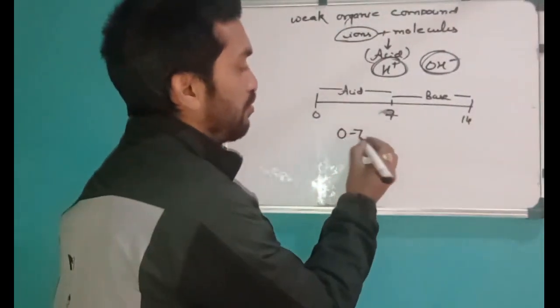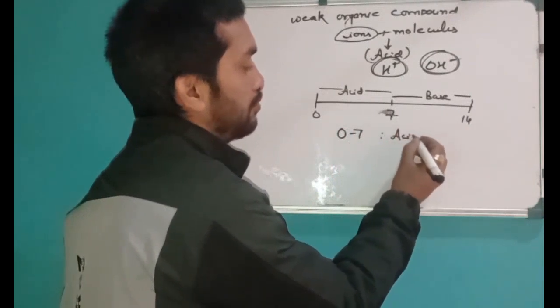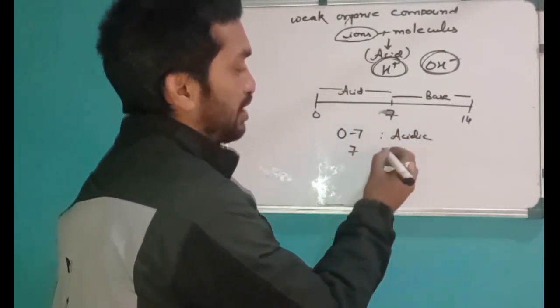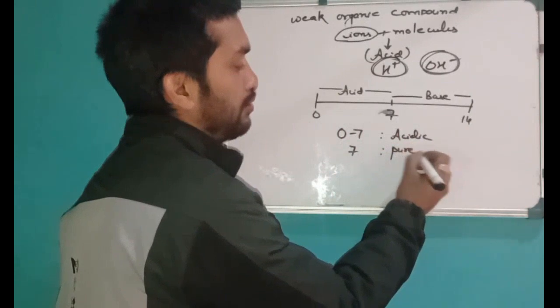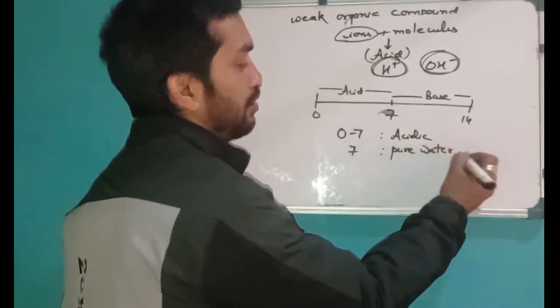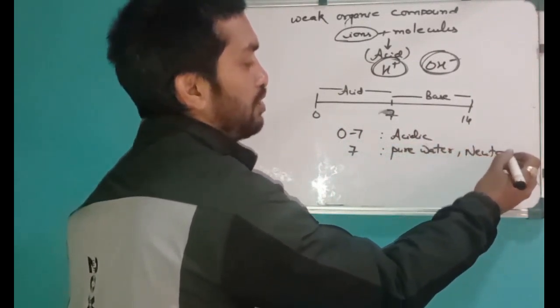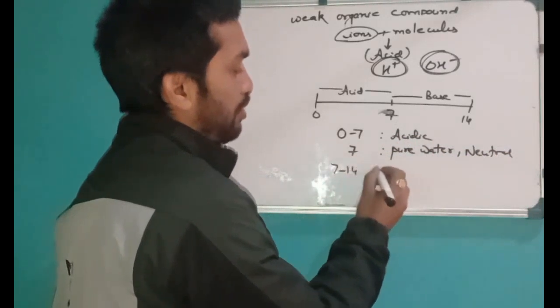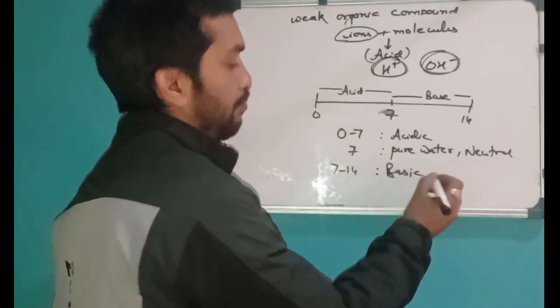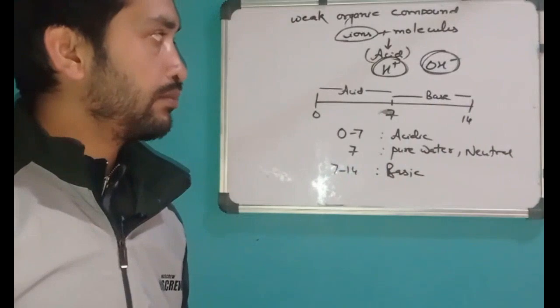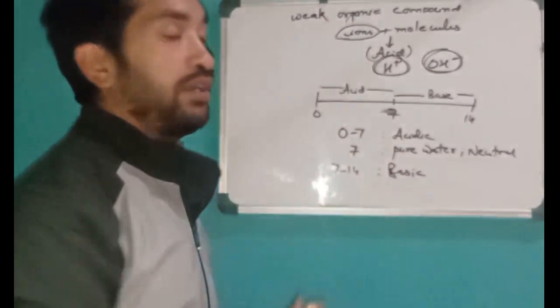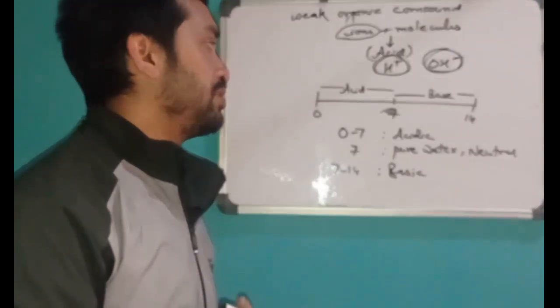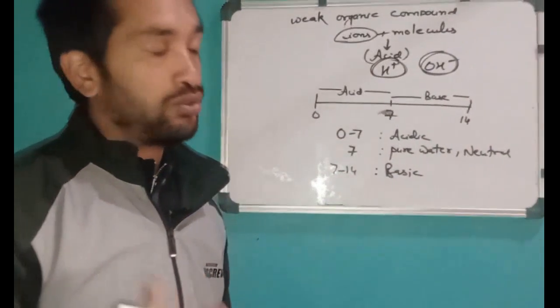In a short way, you can write somewhere 0 to 7 means acidic. Exactly 7 means pure water, that is neutral, neither acidic nor basic, and 7 to 14 means basic in nature. So this is how the indicator tells you whether a species is acidic or basic.